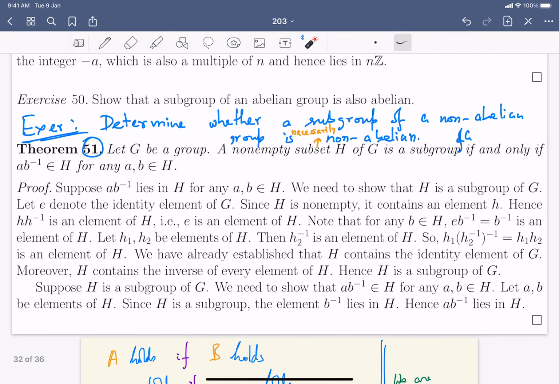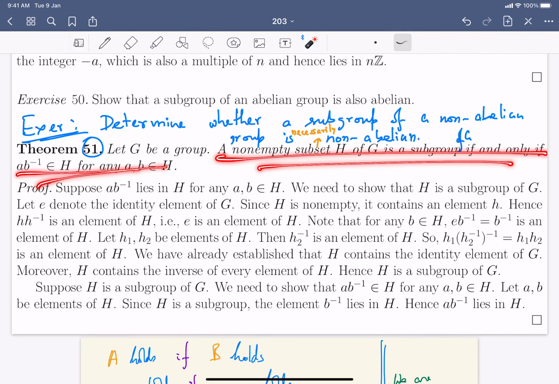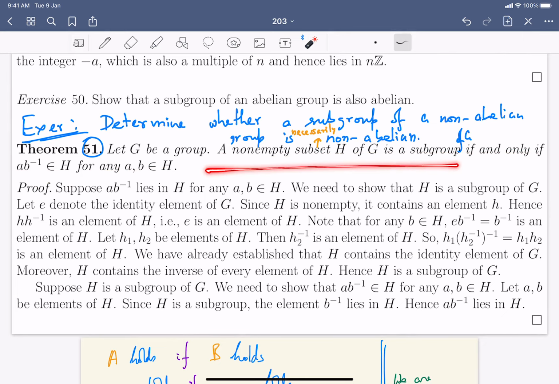Okay, so now we're in a position to understand this statement and then establish it. This says that a non-empty subset H of a group G is a subgroup if and only if for any a, b inside H, a b inverse lies inside H. So let's try to go through the proof. Let's work out the if part, and this is a standard convention to write this. So this stands for the if part, right? A if B, that means A is implied by B, okay?